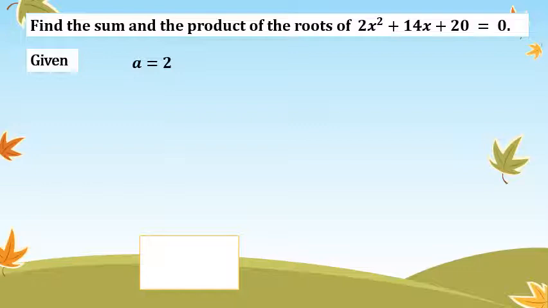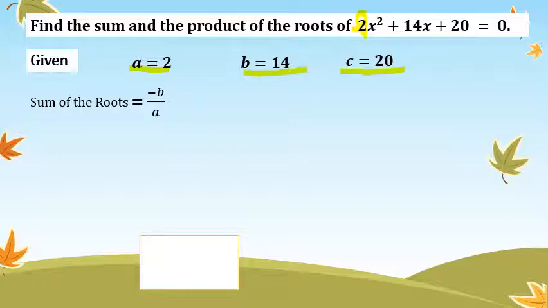A sub 1 equals 2. Saan natin nakuha ang 2? So, dito. B, positive 14 or 14. C equals 20. Now, ito ang gagamitin natin sa pag-solve ng sum and product. Pero tandaan, dapat ang given ay nakasulat sa standard form bago kunin ang value ng A, B, and C para hindi kayo magkamali.